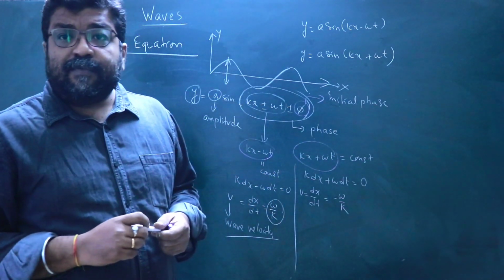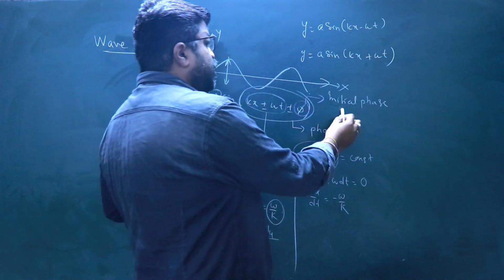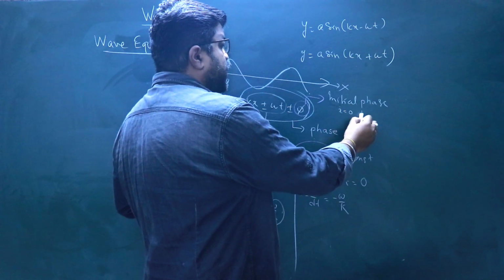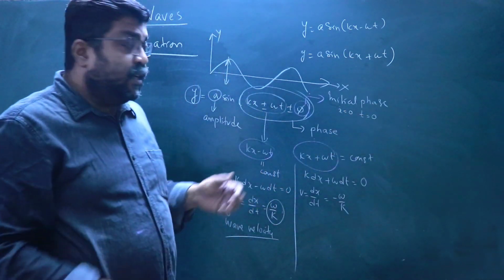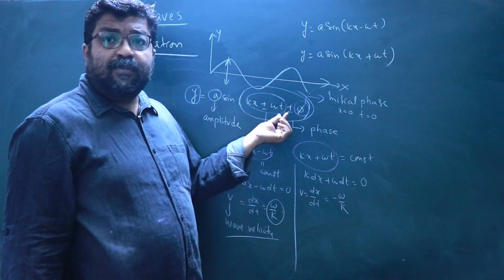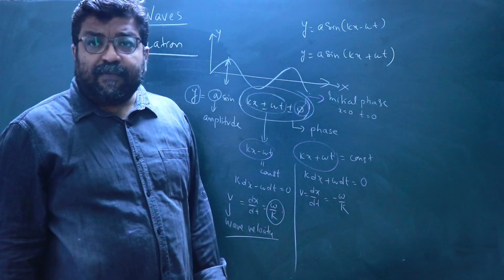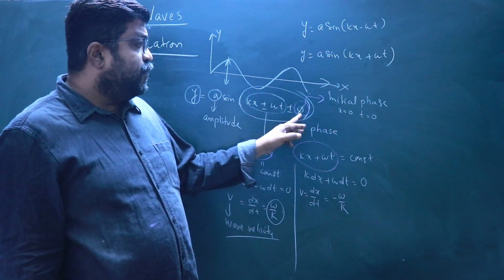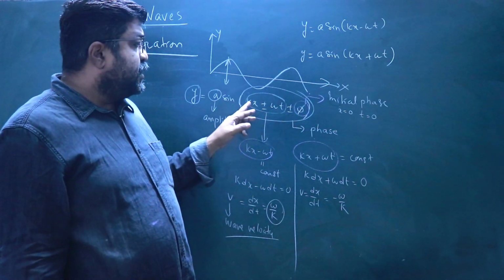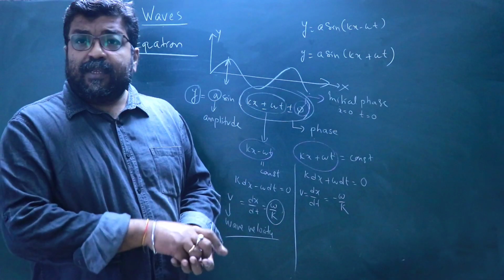Now how to find the initial phase? In this wave equation, you substitute x equal to 0 and t equal to 0. If you substitute x equal to 0, t equal to 0, what remains is called the initial phase. So this is the initial phase, and this entire thing is called phase.